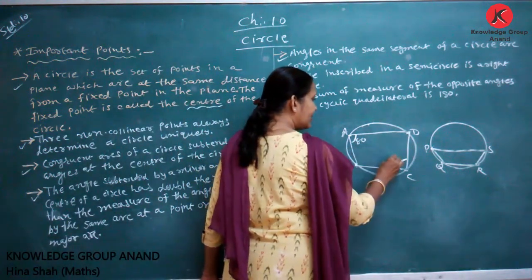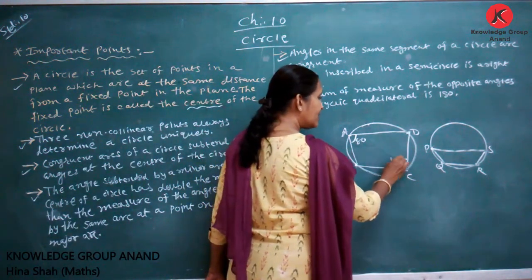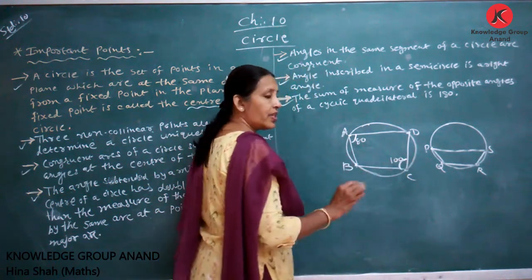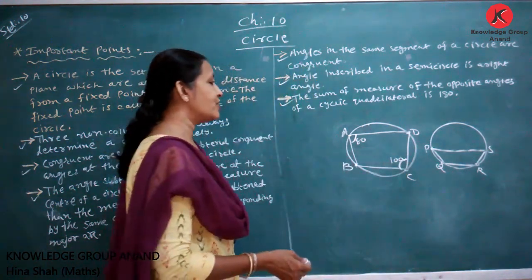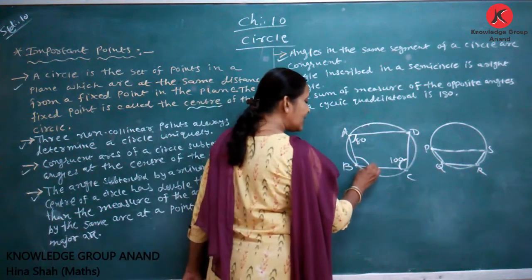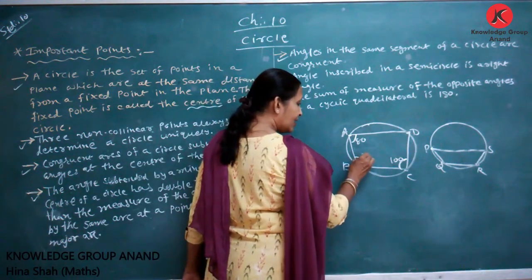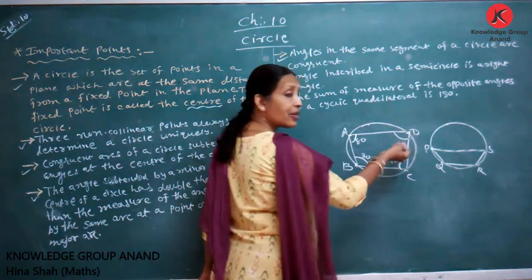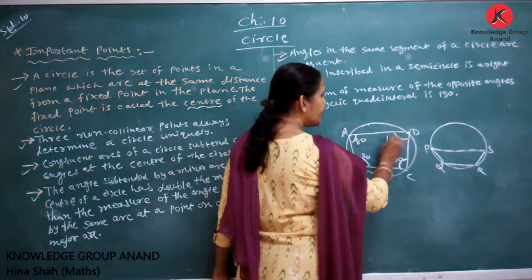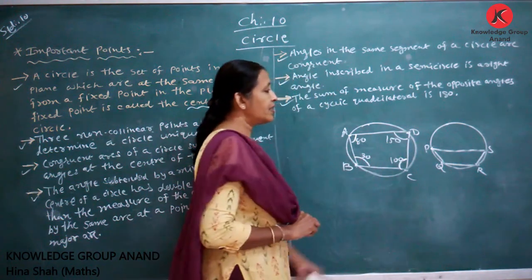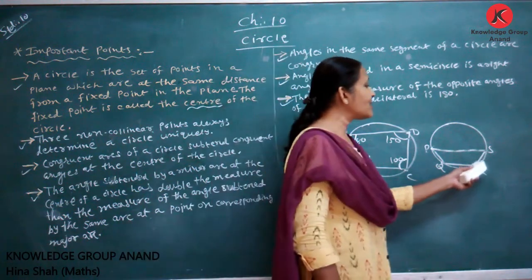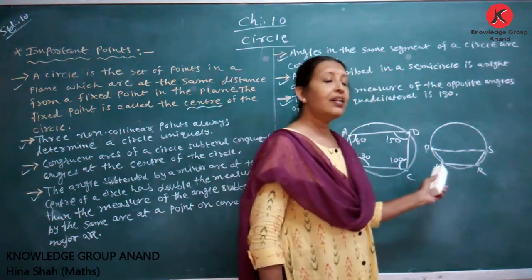If one angle is 80, then the opposite angle is 180 minus 80, which is equal to 100. Suppose this angle is 30. Then what is the measure of angle T? It is 150.